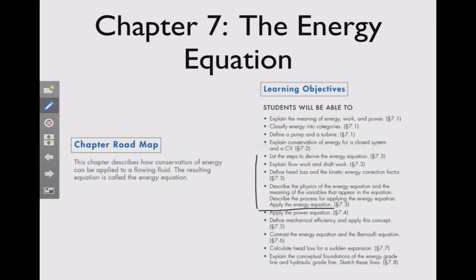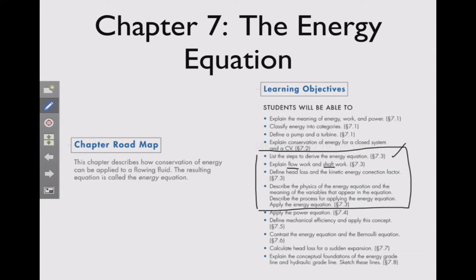As you can see here, looking at the learning objectives, we want to list the steps to derive the energy equation here. We want to explain flow work and shaft work. This is a way of separating out the work of pressure in the fluid, what we call flow work, from work that can be done on the fluid by a pump or by the fluid by a turbine. That's what we call shaft work.